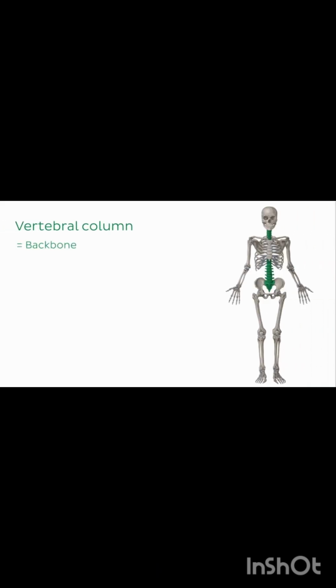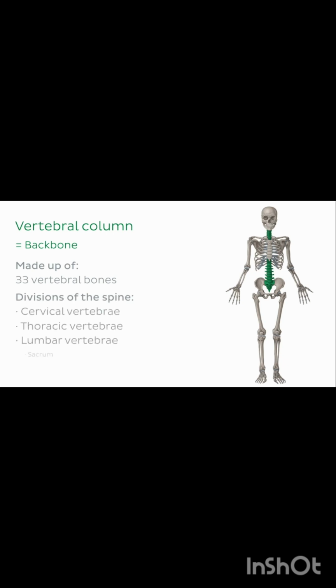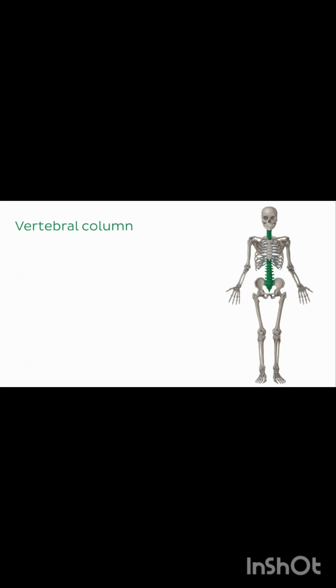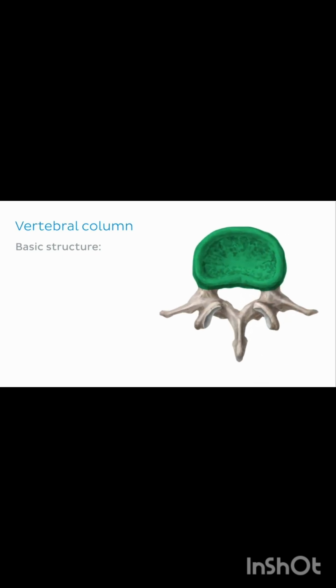The vertebral column or backbone is made up of 33 vertebral bones known as vertebrae that are connected to each other through numerous joints. It can be subdivided into the cervical vertebrae, the thoracic vertebrae, the lumbar vertebrae, the sacrum, and the coccyx. Most of the vertebrae have a similar basic structure, which I'll go through with you now using an image of a superior view of a lumbar vertebra.